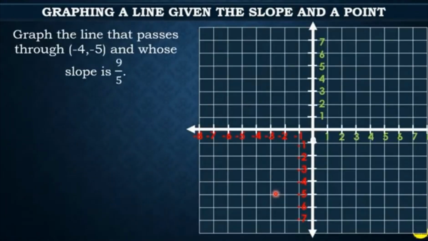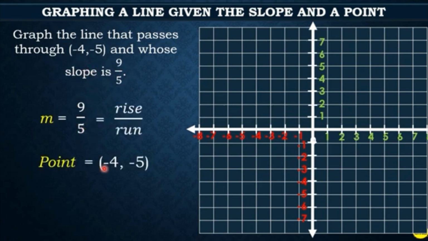So graph the line that passes through negative 4, negative 5, and whose slope is 9 over 5. Okay, so identify natin muna yung point at yung slope. Ano ang slope natin? 9 over 5. This is your rise over run. And then our point here is negative 4, negative 5. So ipa-plot muna natin si negative 4, negative 5. Asan si negative 4, negative 5?